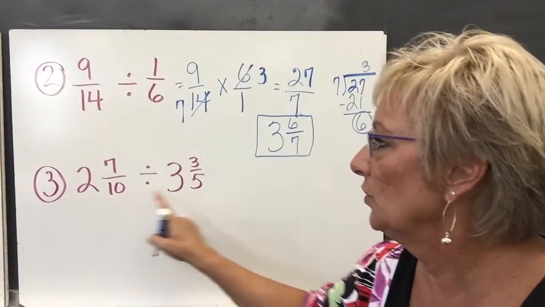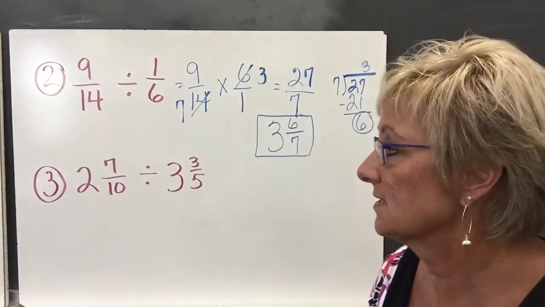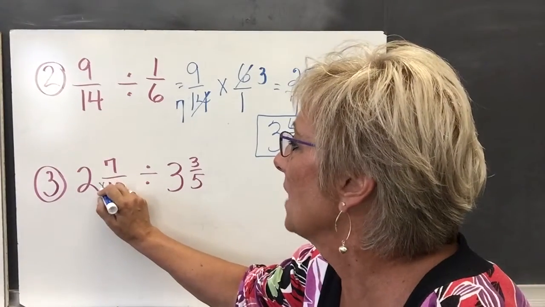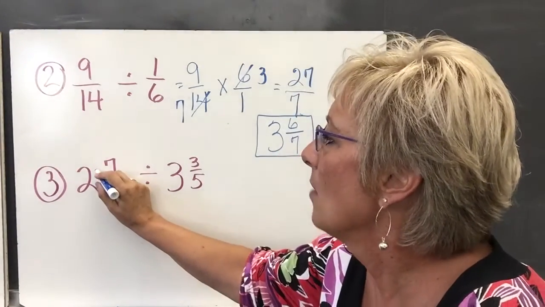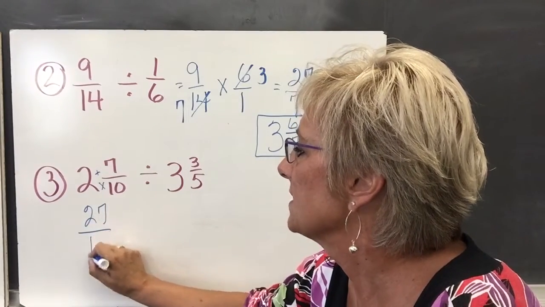Here, I've got 2 mixed numbers, so I have to change the mixed numbers into improper fractions first. So I'm going to multiply 2 times 10 is 20, plus my 7, I've got 27 over 10.